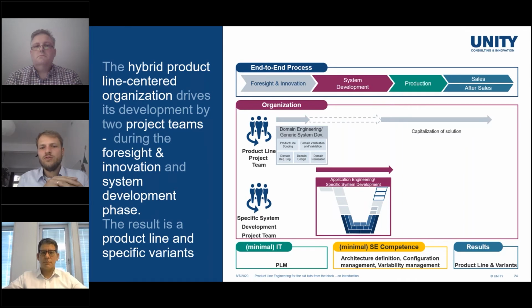And to do that in the organization, you now need additional know-how. You need some more expert know-how for configuration management, for variability management, because you want to know what parts can be configured together. And so you need some more systems engineering competence to actually deliver your product line and the respective variants.